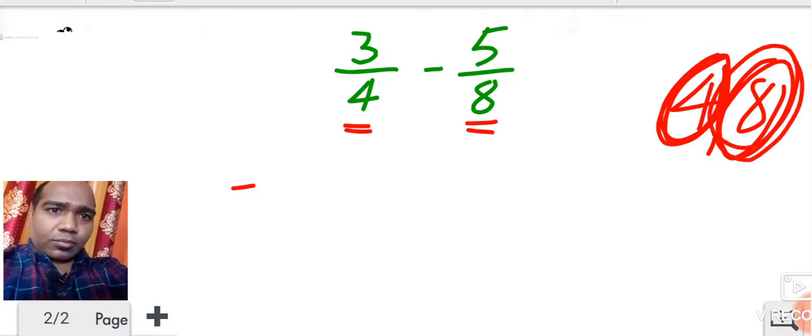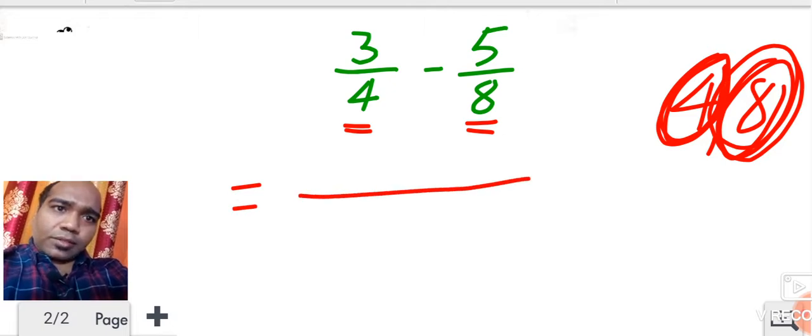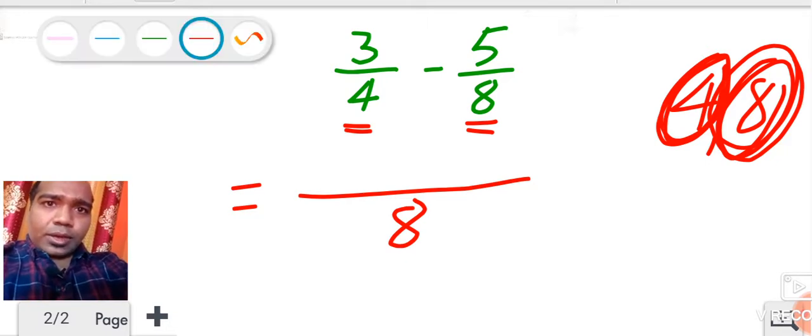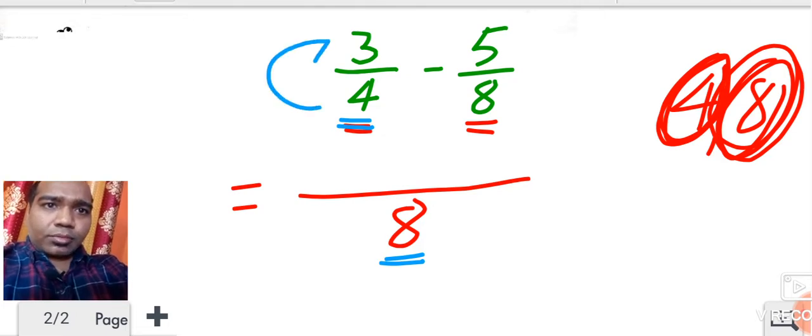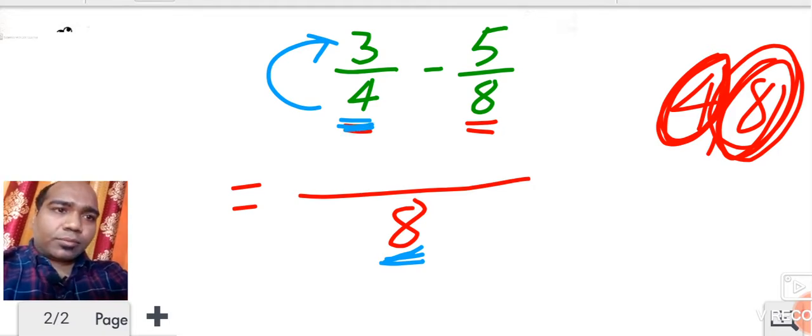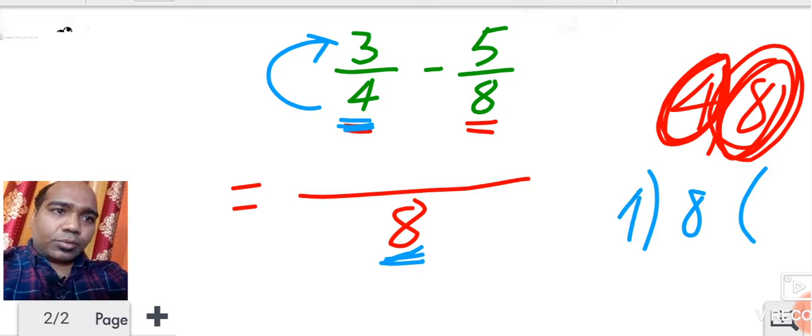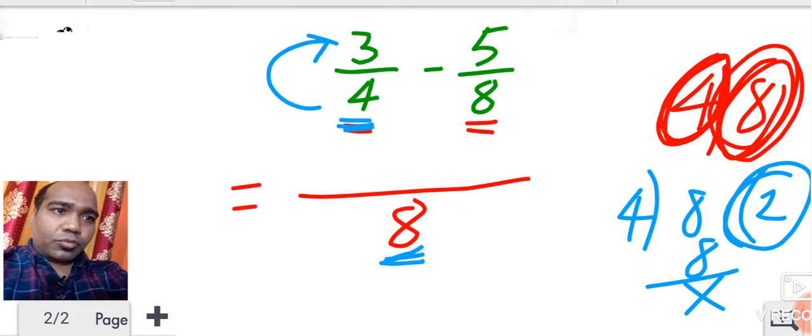Okay, so here what will we get as the LCM? We'll get the LCM 8. So we'll write the LCM in the denominator. Now what we have to do? We have to divide the LCM 8 by the denominator 4, and whatever we get, we have to multiply with the numerator 3. So 8 divided by 4, how much will we get? 4 times 2 is 8. Okay, so we are getting 2.